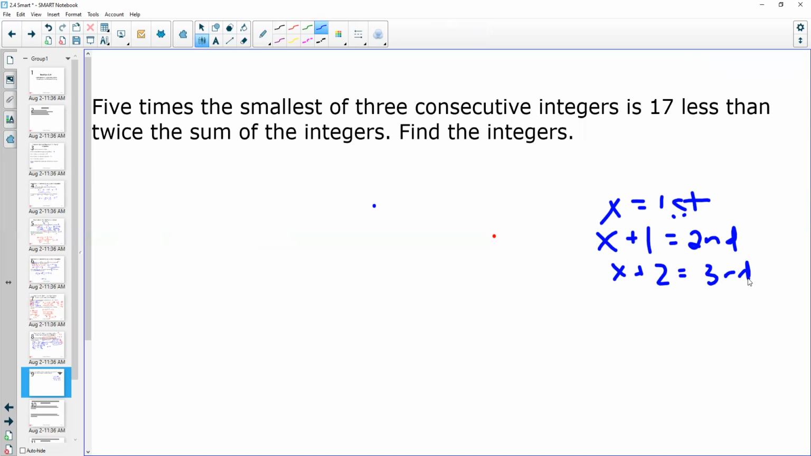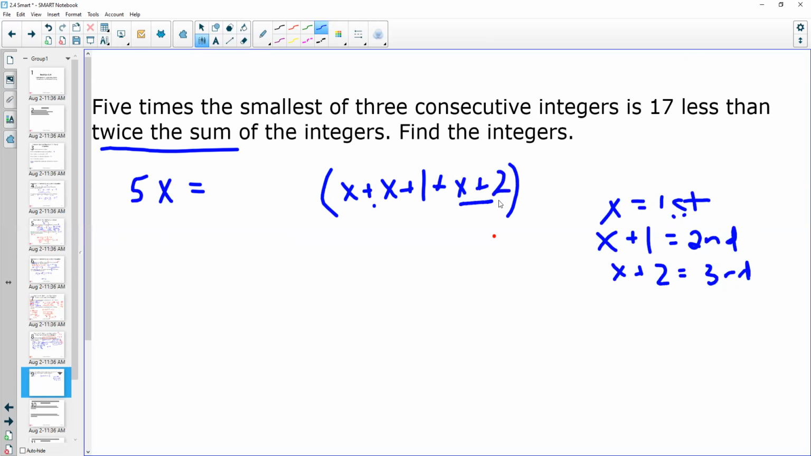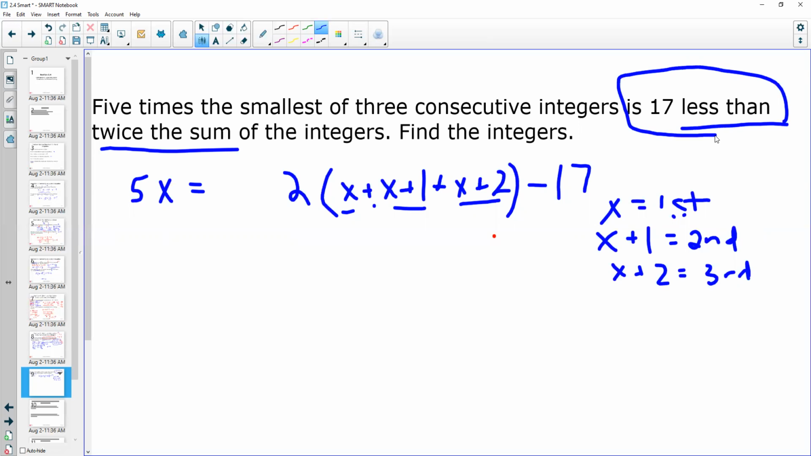All right, 5 times the smallest one would just be 5x equals 17 less than twice the sum, so I need parentheses, of the integers. So x plus 1 plus x plus 2. 1, 2, 3 integers, right? Twice the sum, 17 less. So I have to take 17 away from the end. Okay, remember that less than goes after. All right, so you have your equation. You know what to do now. You can go through and solve. See if you can figure out what the answer is.